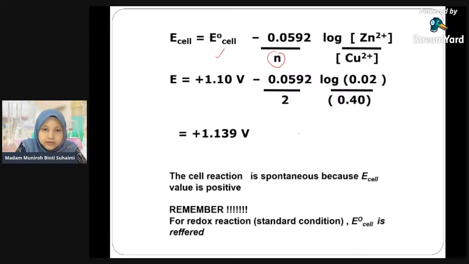So the cell reaction is spontaneous because its cell value is positive.